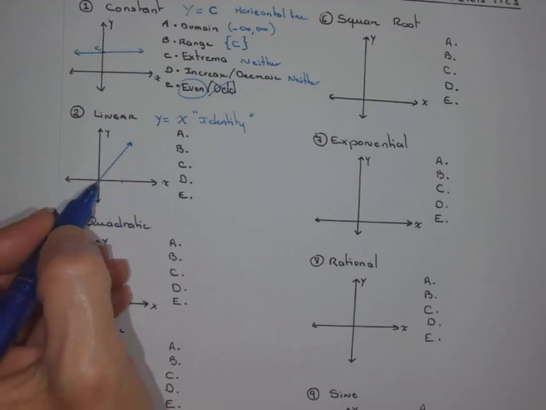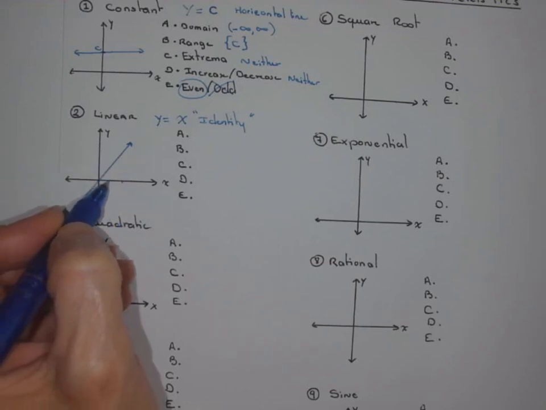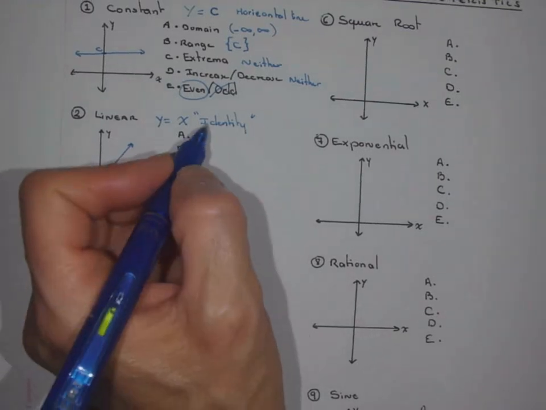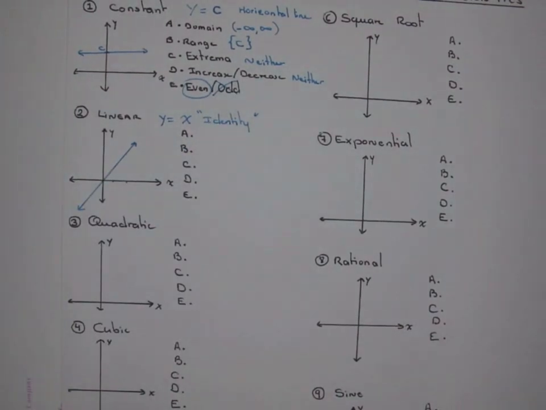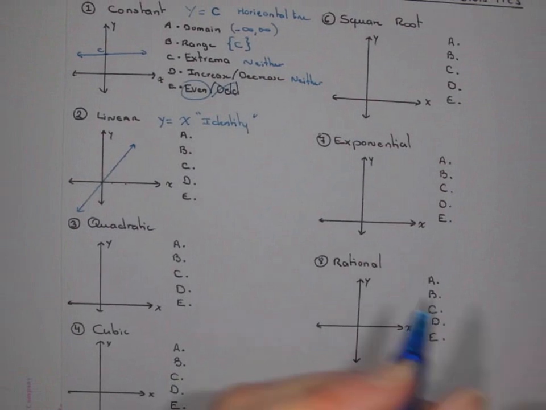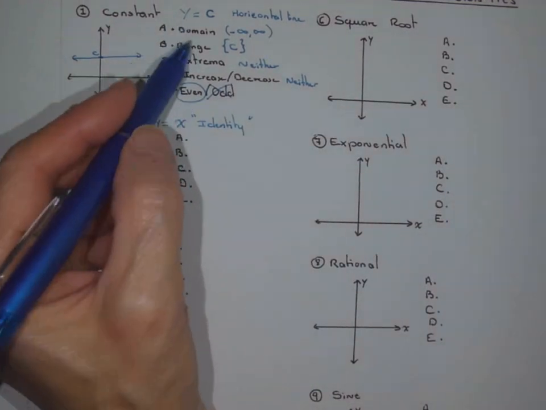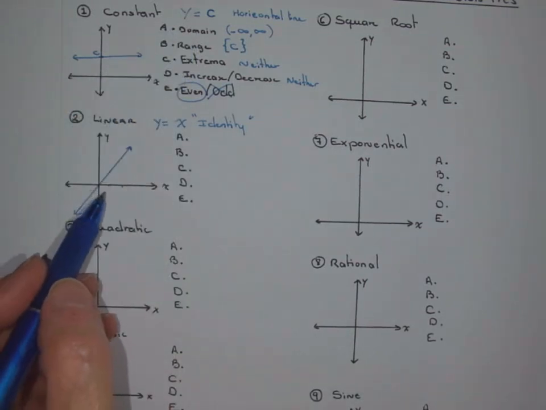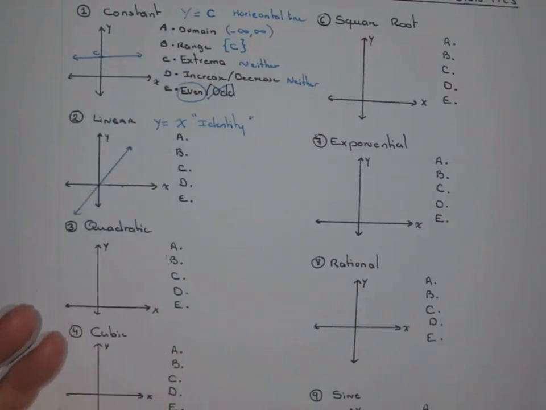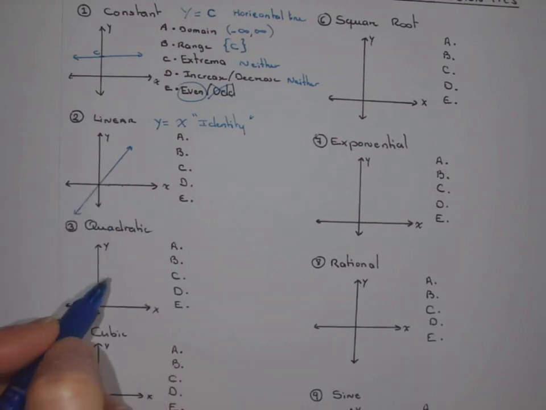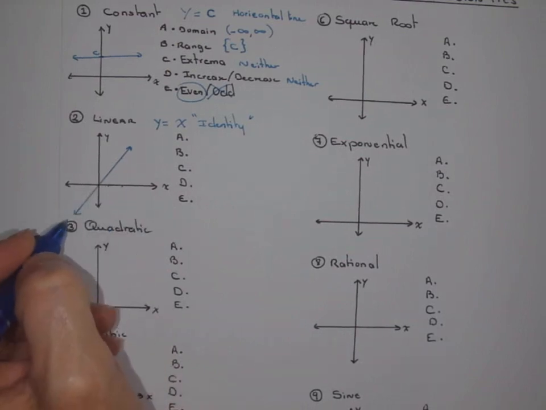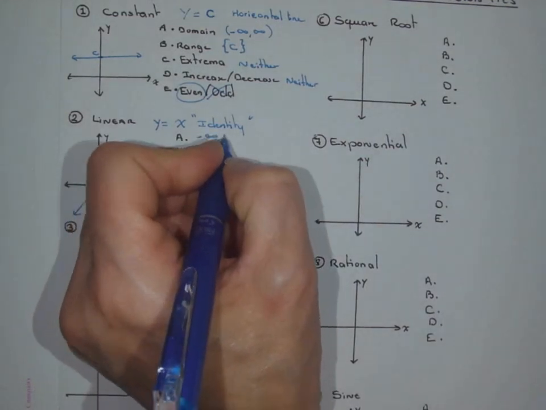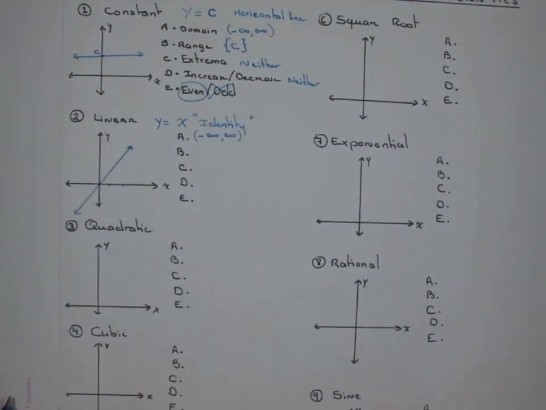So when x is 0, y is 0. When x is 1, y is 1. When x is -1, y is -1, etc. So the x's and the y's are identical, hence we call this the identity function. So I didn't want to rewrite that every time, but we're going to know that A refers back to domain. So point most to the left, point most to the right. Well, this function does not have any discontinuity and keeps going toward the left and the right. So this also has a domain of negative infinity to positive infinity.